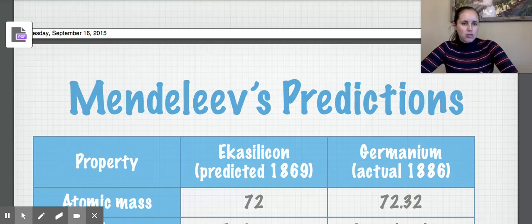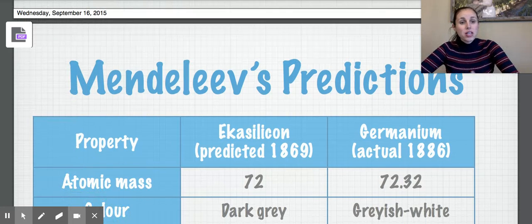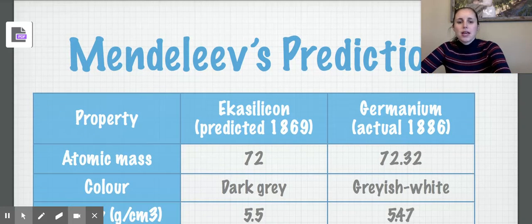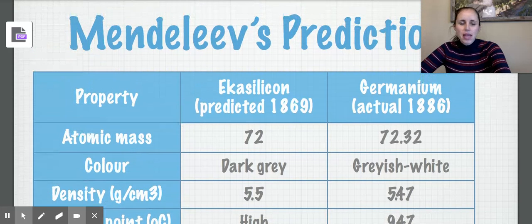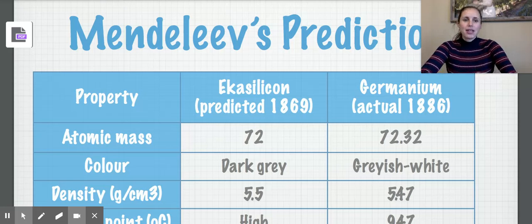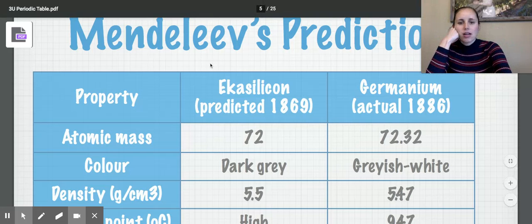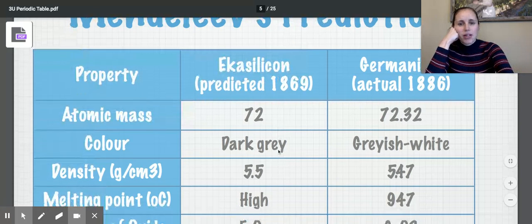This is just a little bit of a fun fact about Mendeleev's predictions and how correct Mendeleev was. So Mendeleev actually was able to predict the element germanium. Germanium was discovered in 1886, but in 1869, Mendeleev predicted it. He left it blank. He called it Eka silicon. That's a really fun name. And these are the predictions that he made about germanium.